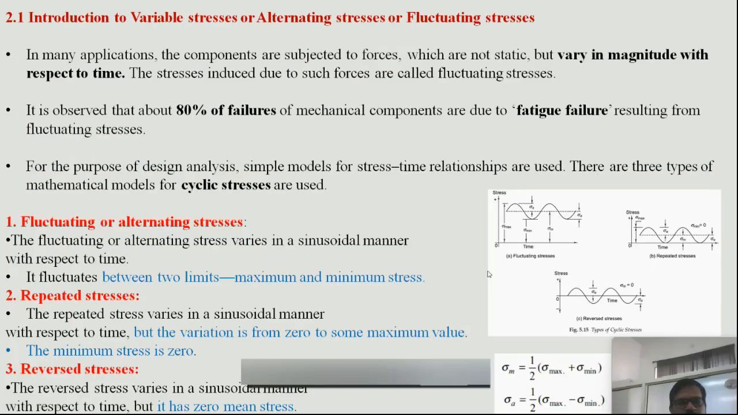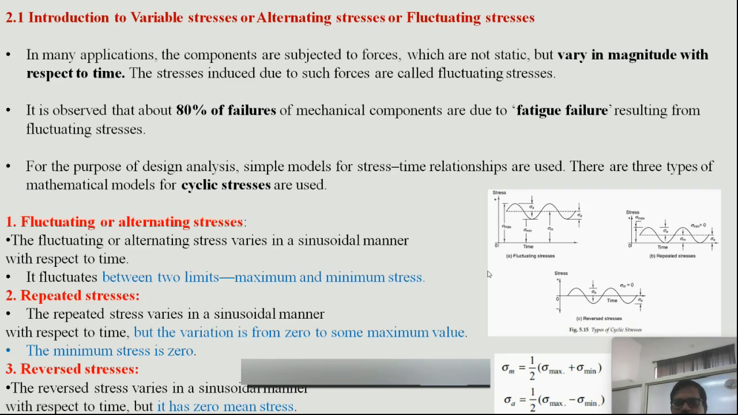Here, in the introduction to variable stresses, we know that the components of a machine are subjected to forces which are not static. They vary either in magnitude or in direction with respect to time. It is observed that 80% of the failures of mechanical components are due to fatigue failure. First, let us try to understand what is fatigue.